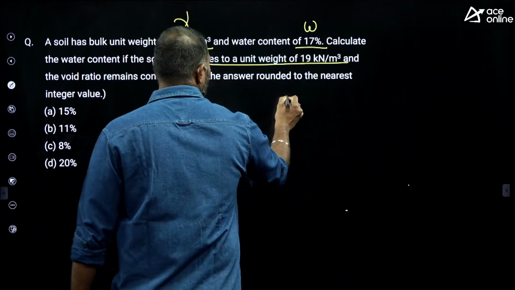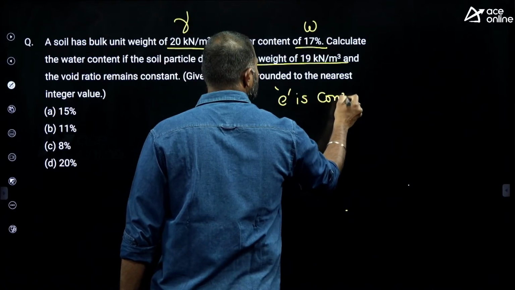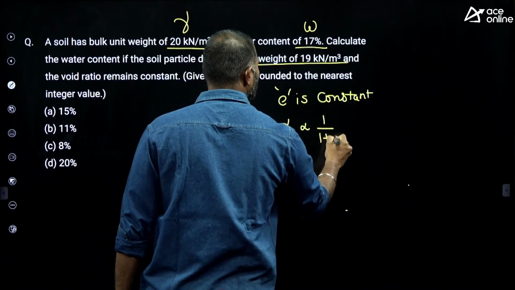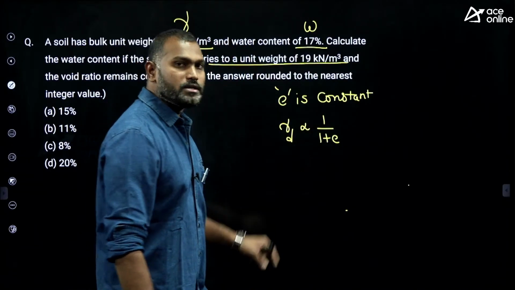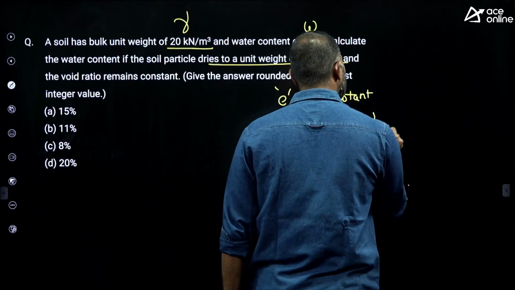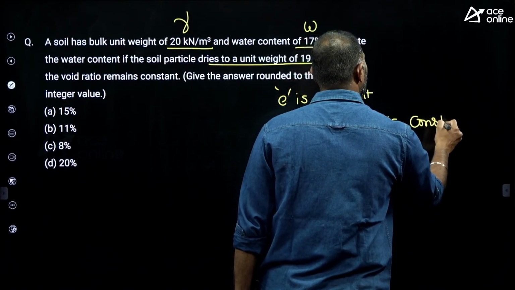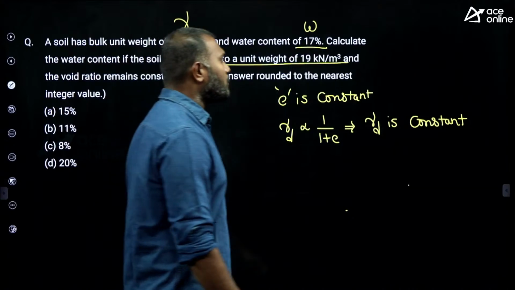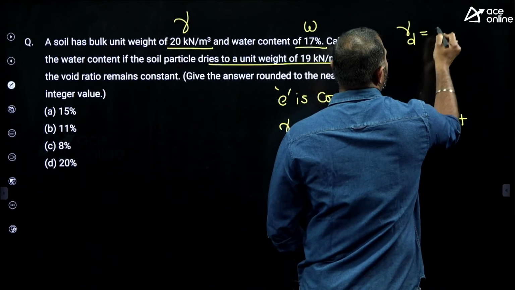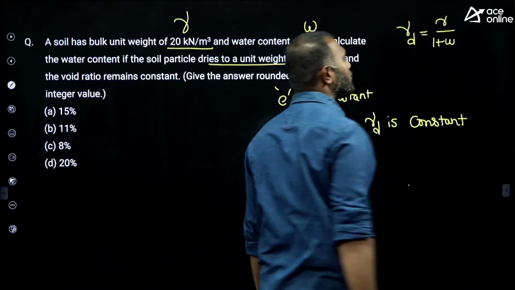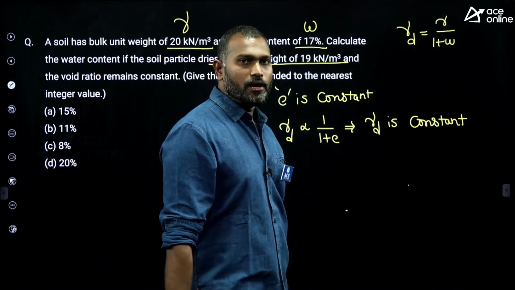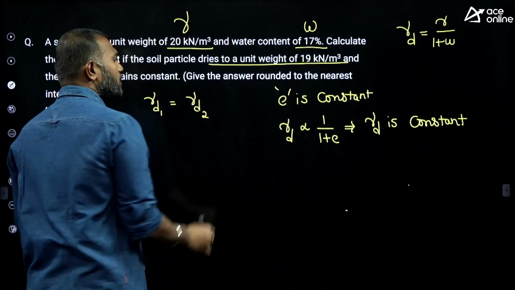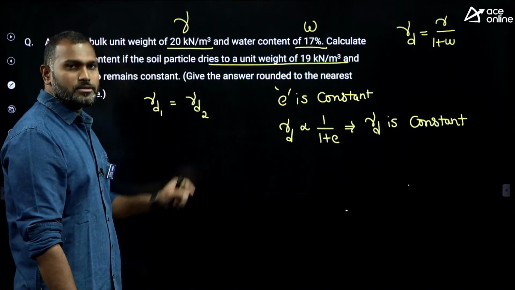Mind you, as long as the void ratio is constant, you know that gamma D is inversely proportional to 1 plus e. If e is constant, then gamma D is constant. Sir, why are we taking the gamma D? Because there is a relationship between the dry unit weight and bulk unit weight. What is that? Gamma D is equal to gamma by 1 plus water content. Now, as gamma D is constant, gamma D1 is equal to gamma D2. Why, sir? As the void ratio is constant, the dry density is also constant.